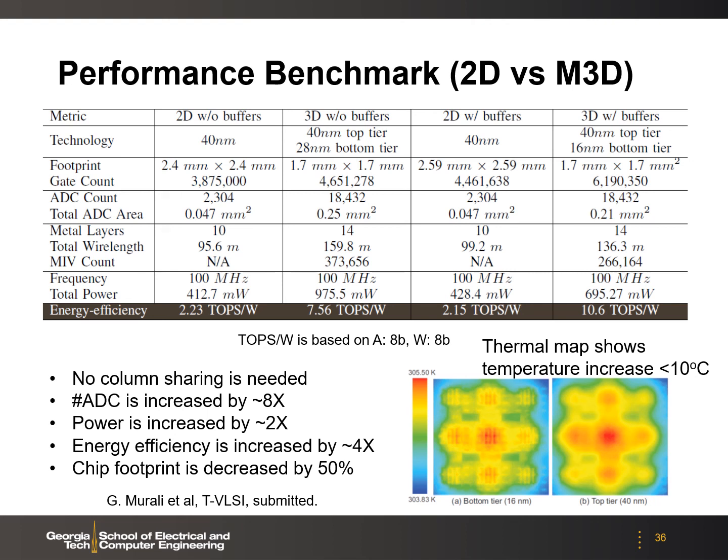The thermal map here shows that the temperature increase in the 3D design actually is minimal, less than 10 degrees C. This is because in this particular design, the power density is pretty low, only 0.2 watt per millimeter square, which is about 5 times smaller than the typical GPU power density. Therefore, the thermal profile is still manageable in the monolithic 3D design.